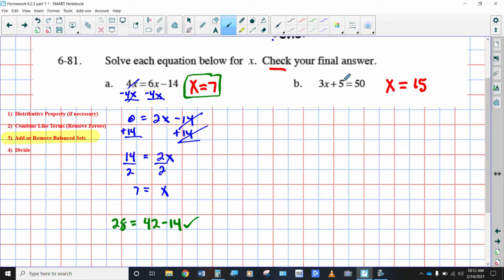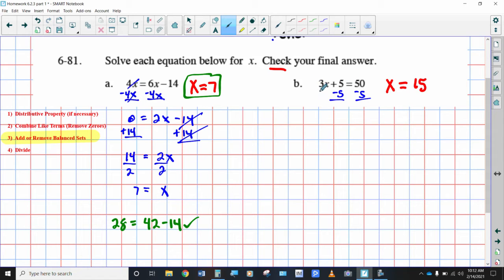For this problem, I've already got x's, they're not all by themselves, but they are all on the left-hand side. Here we had x's on both sides. I don't have to worry about collecting my x's on one side because they're already there. So now I just need to get them all by themselves by taking away the 5 that was being added to them.